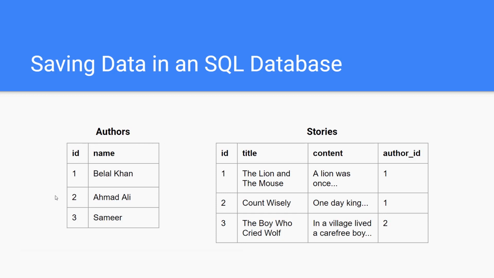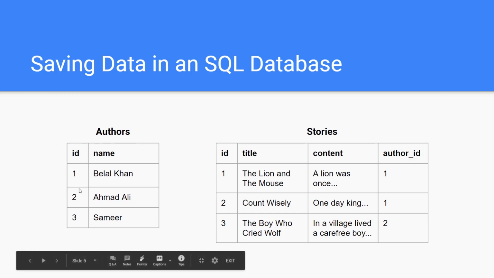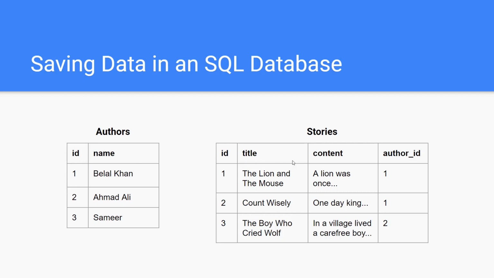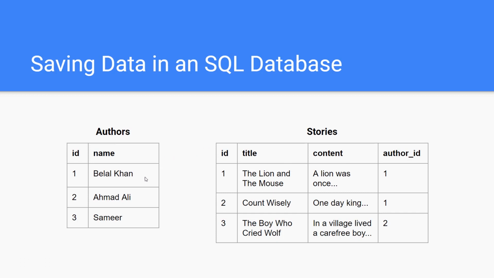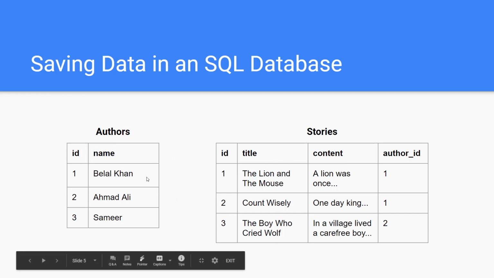So we have unique authors in this authors table that are identified by this primary key, that is ID. And every author can have multiple stories and that we are storing in this stories table. So this is a one-to-many relationship. One author can have multiple stories. Now how do we identify which author's story it is?